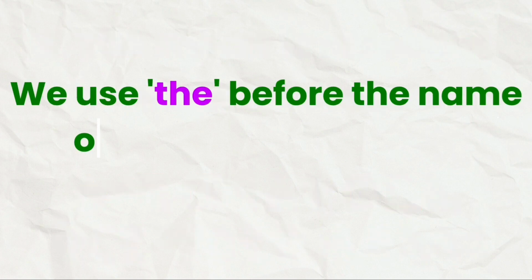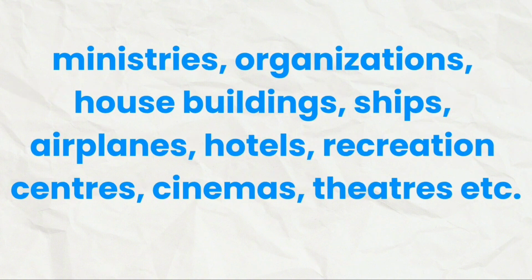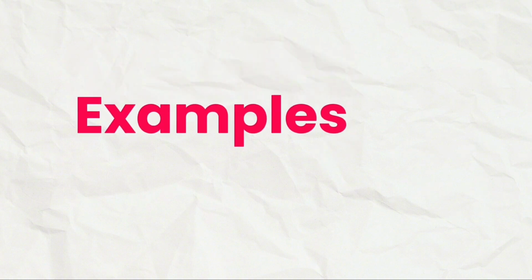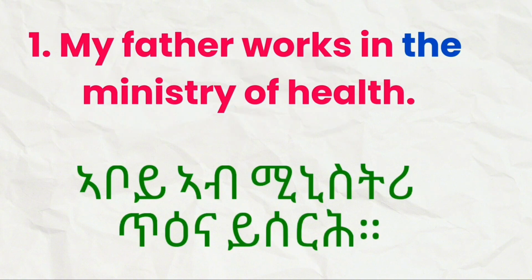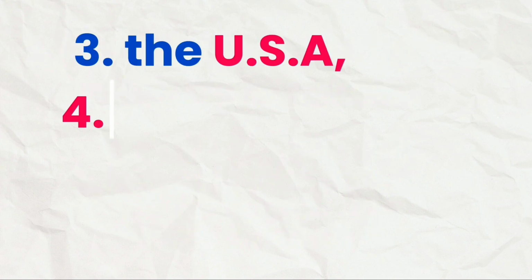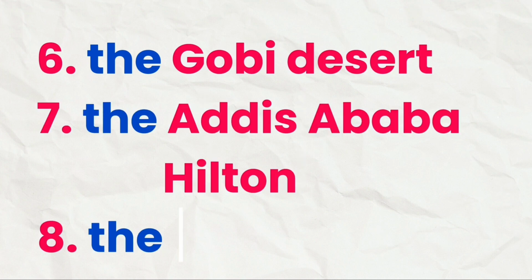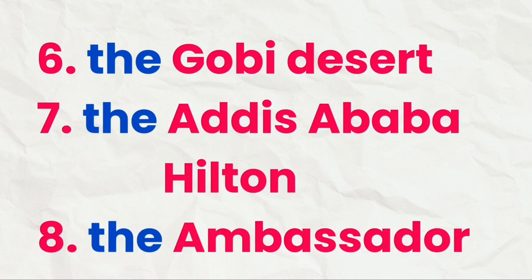We use the before the name of great and holy books, government departments, ministries, organizations, house buildings, ships, airplanes, hotels, recreation centers, cinemas, theaters, etc. Let's have simple and clear examples. 1. My father works in the Ministry of Health. 2. I always read the Bible. 3. The USA. 4. The UNESCO. 5. The Pacific Ocean. 6. The Gobi Desert. 7. The Addis Ababa Hilton. 8. The Ambassador.